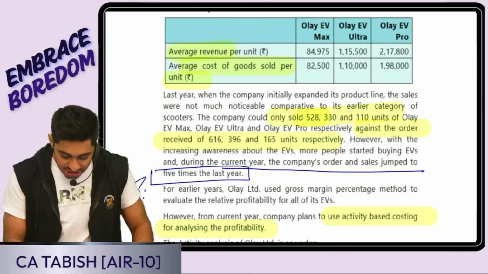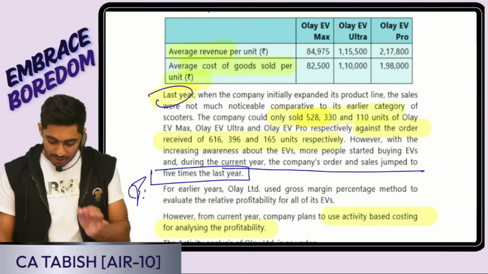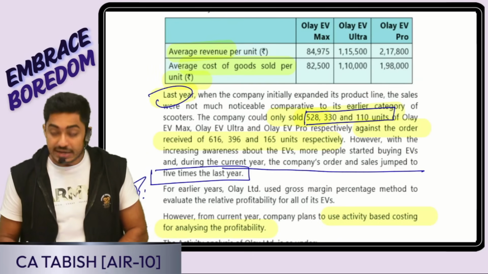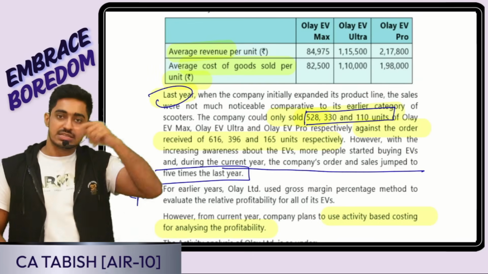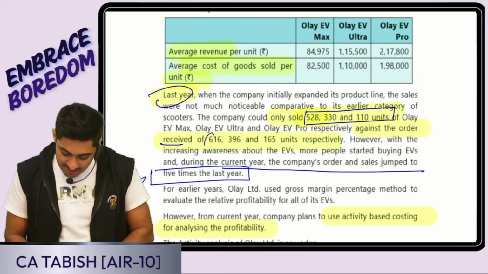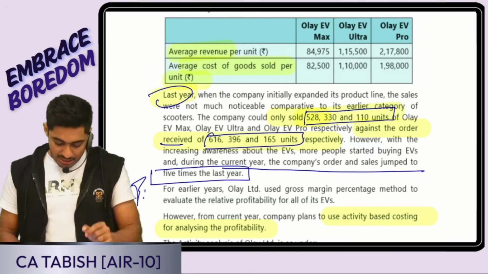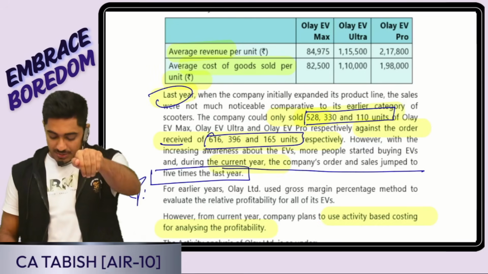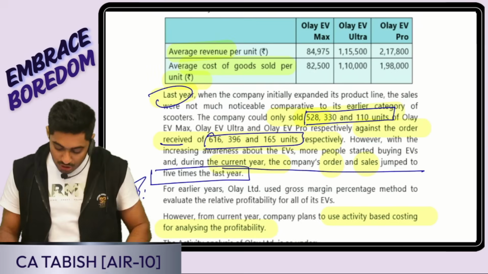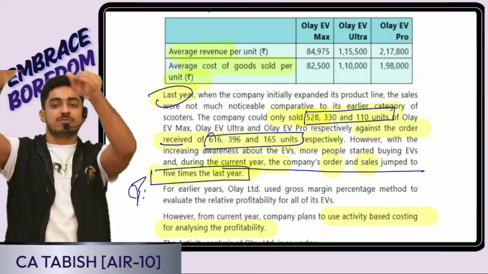Last year, this is important, when the company initially expanded the product line, the company could only sell 528, 330 and 110 units last year. This is the data for last year. Against how many orders received last year? 616, 396 and 165. However, during the current year, companies' orders and sales jumped to 5 times of last year. That means 5 times of last year we have done.